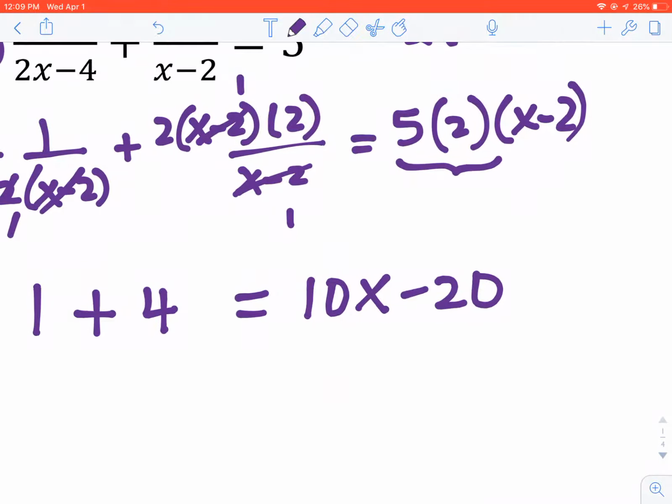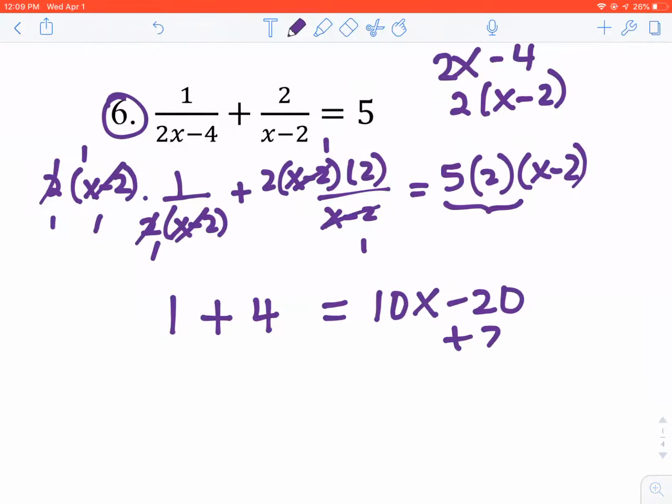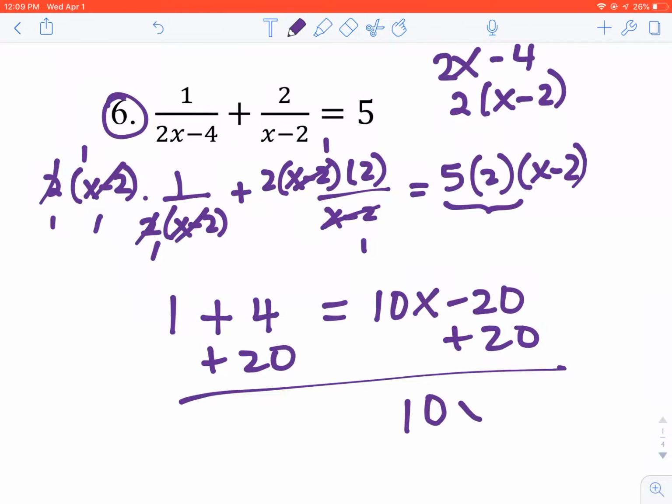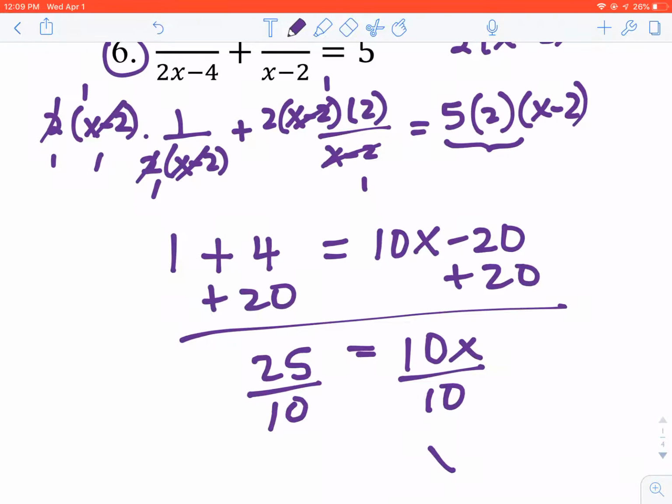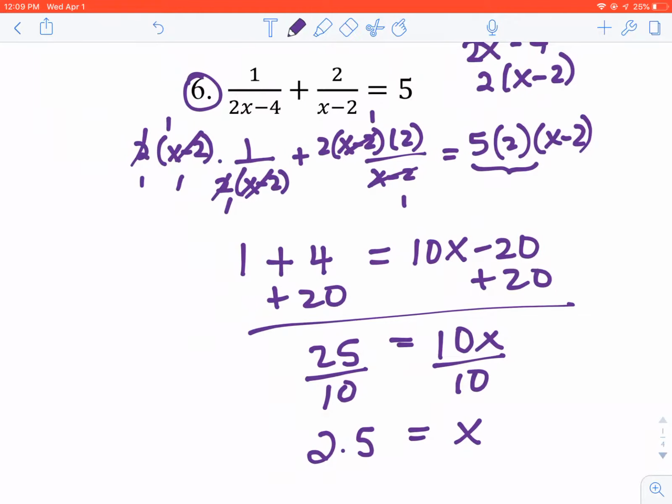And so now I have to solve for x. So I would add 20 to both sides, and I get 10x equals 25. Divide by 10. X equals 2.5. Okay, might be an improper fraction. I don't know how it looks, but that's not going to make a denominator of 0. Only 2 would make a denominator of 0, so that's not 2. So I can keep that answer as 2.5.